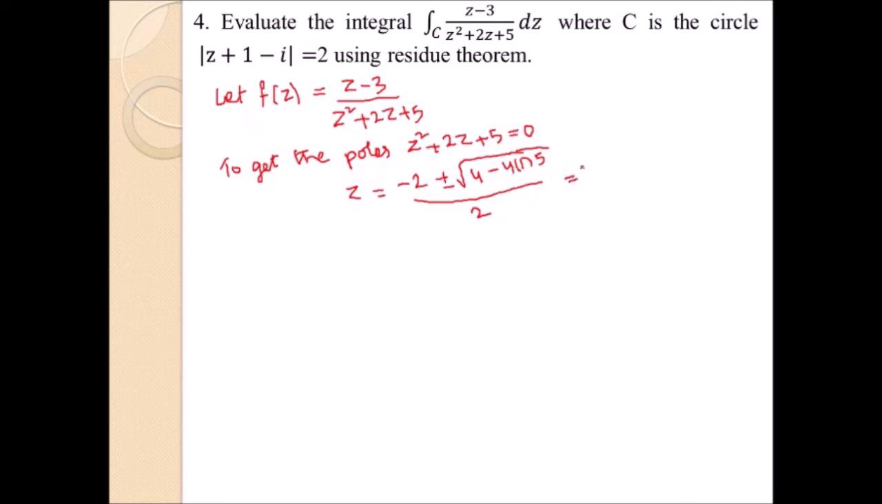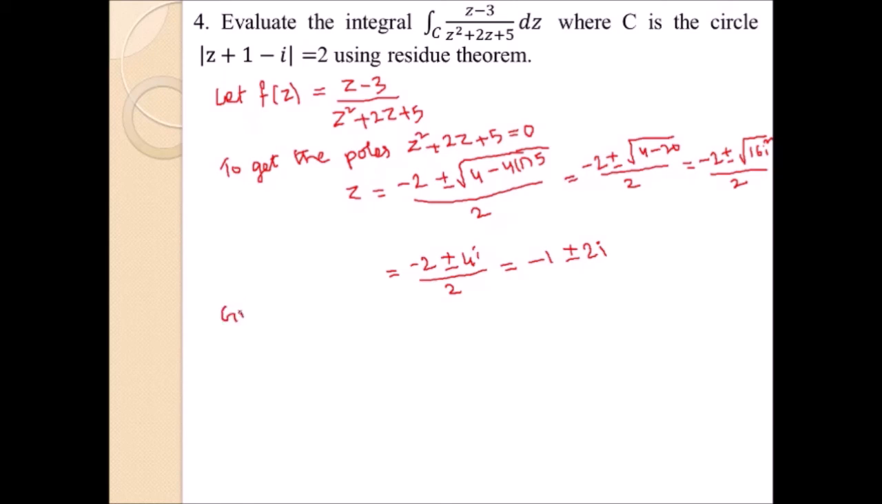So which is equal to minus 2 plus or minus under root 4 minus 20 by 2. So which is equal to minus 2 plus or minus under root minus 16. We can write this as 16i square, by 2. So this equals minus 2 plus or minus 4i by 2. So poles are minus 1 plus or minus 2i, and these are simple poles.